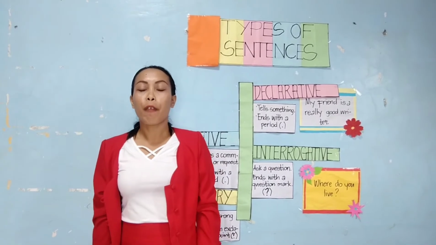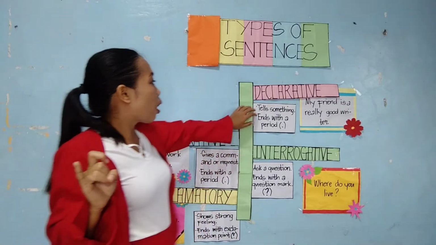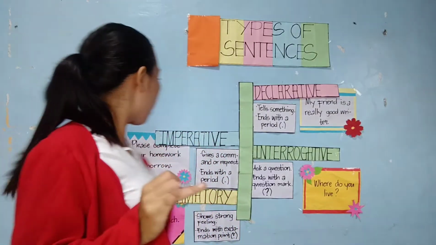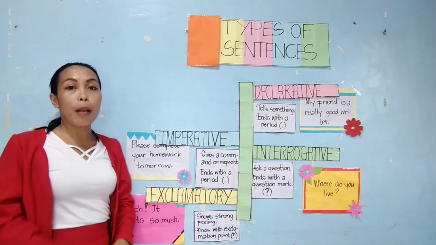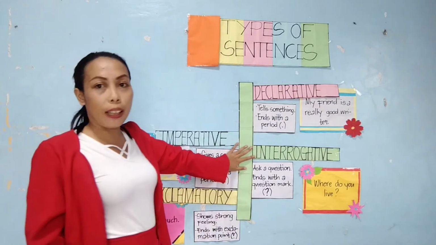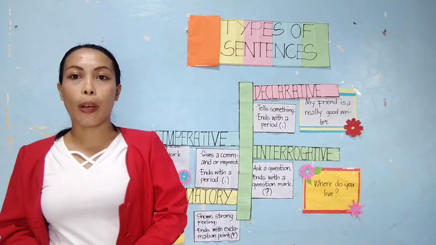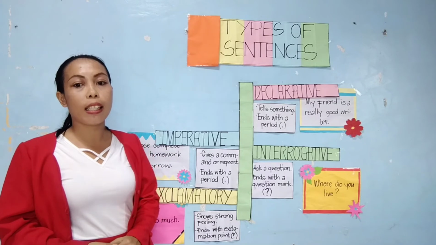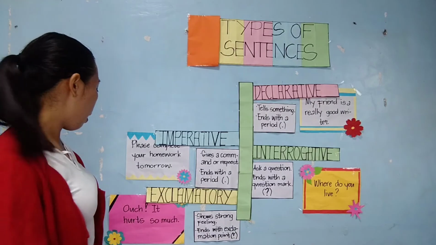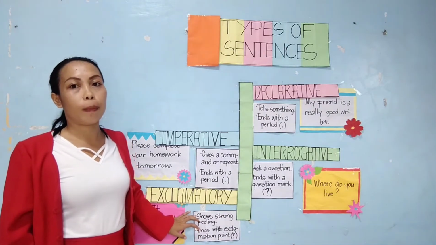Remember that we have 4 types of sentences. The declarative sentence, which tells something and ends with a period. An imperative sentence is a sentence that gives a command or request and ends with a period. An interrogative sentence, a sentence that asks a question and ends with a question mark. And the last one is the exclamatory sentence. An exclamatory sentence is a sentence that shows a strong feeling and ends with an exclamation point.